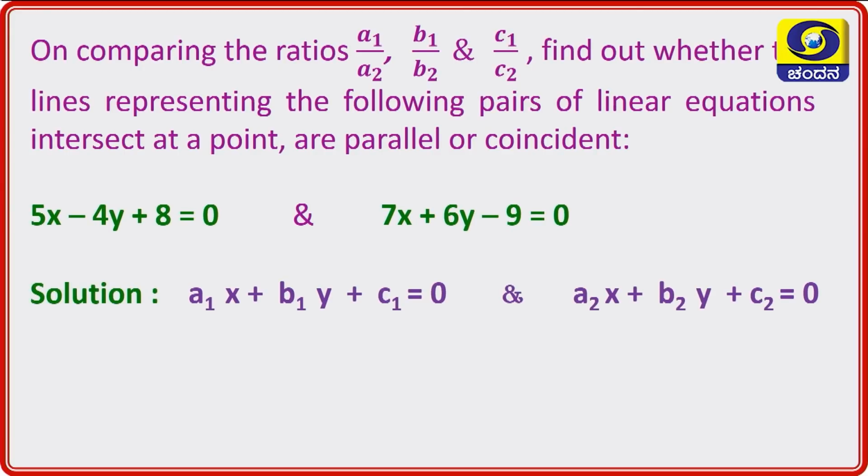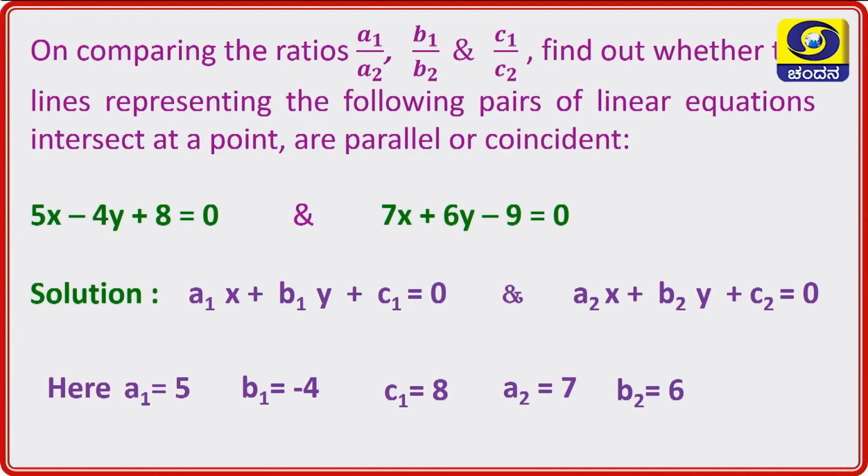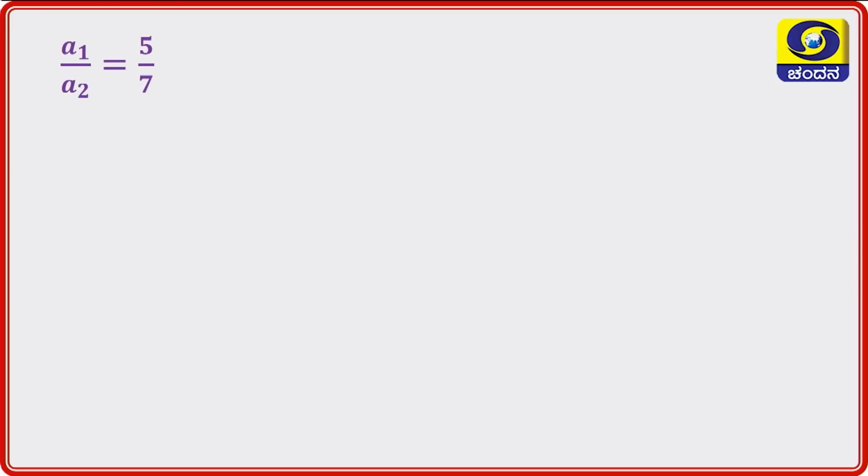Let us consider the solution for these equations. First we represent them in standard form: a1x plus b1y plus c1 is equal to 0 and a2x plus b2y plus c2 is equal to 0. Substituting, we get the value of a1 as 5, b1 as minus 4 and c1 as 8, whereas a2 is 7, b2 is 6 and c2 is minus 9. Let us find out the ratios. A1 by A2 is equal to 5 by 7, whereas B1 by B2 is equal to minus 4 by 6. On simplification, we get minus 2 by 3.